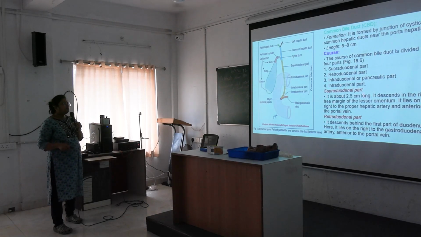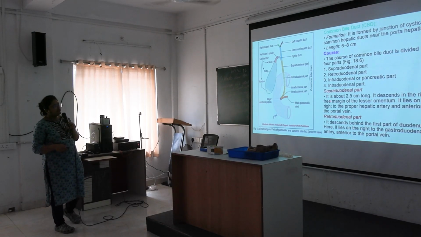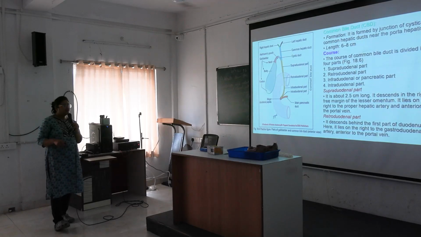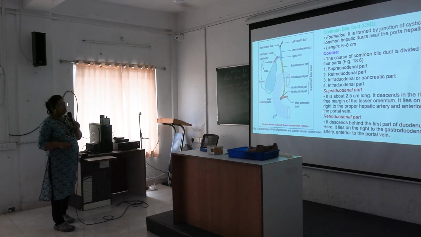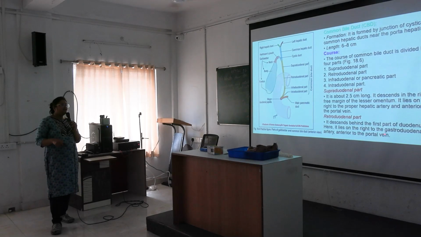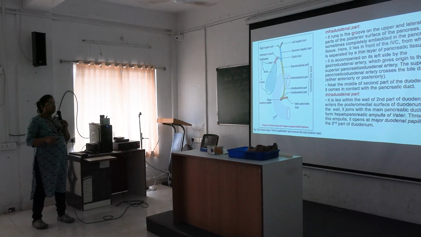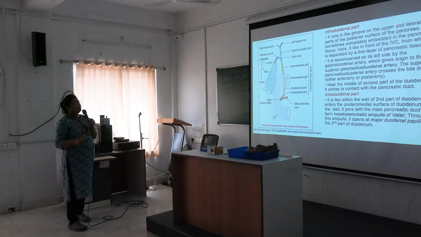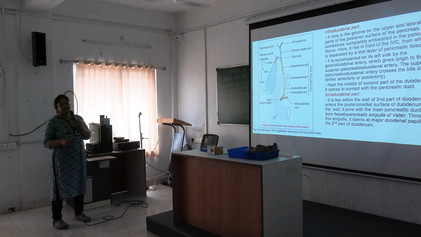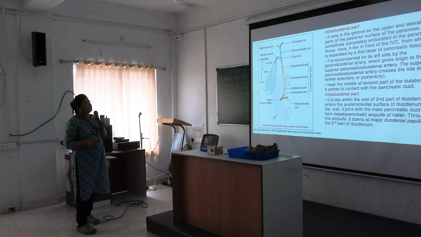Supraduodenal part is about 2.5 cm long. Here it descends in the right free margin of lesser omentum, lies on the right to the proper hepatic artery and anterior to portal vein. Retroduodenal part descends behind the first part of the duodenum. Here it lies on the right to the gastroduodenal artery, anterior to the portal vein. Infraduodenal part runs in the groove on the upper and lateral part of the posterior surface of pancreas, and it is sometimes completely embedded in the pancreatic tissue.